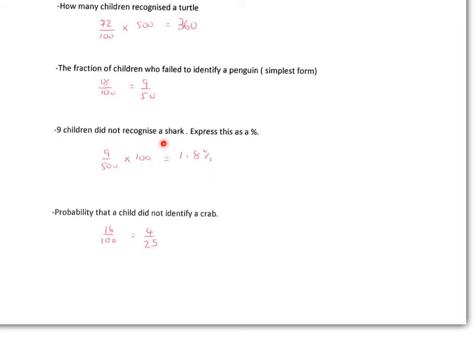9 children did not recognise a shark. Express it as a percentage. This is the formula. First write it as a fraction, 9 out of 500 times 100 to make it into a percentage. A probability is written as a fraction. So the probability that a child does not recognise a crab, 16%. 16 out of 100, and that's simplified.